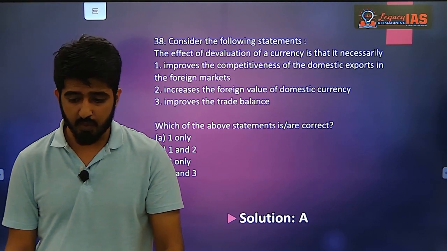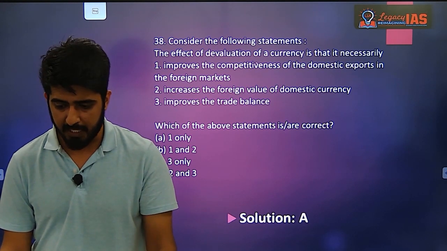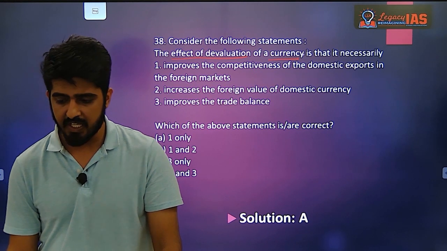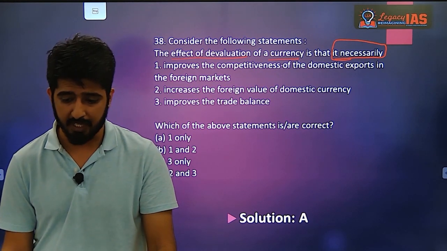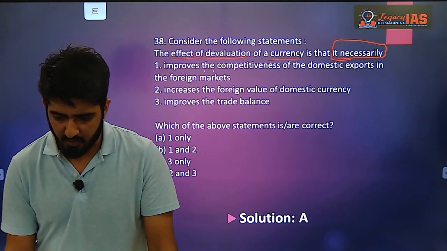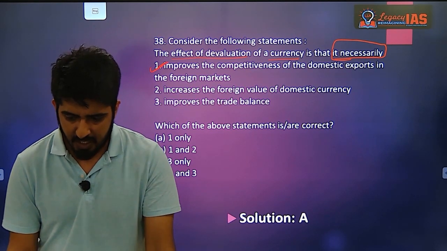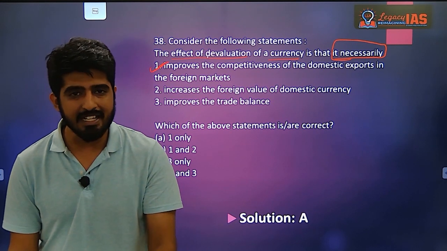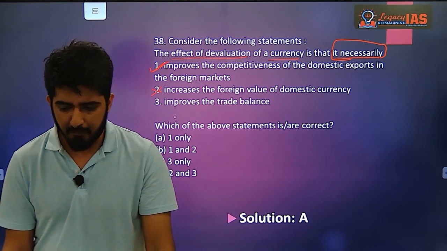Pretty direct question again, if you have understood the external sector pretty properly. So the effect of devaluation of a currency is that it necessarily, for sure, should do something. It is going to increase the competitiveness of domestic exports, no doubt about it. 1 is absolutely right. 2, increases the foreign value of domestic currency. No, it goes against the meaning of devaluation. So 2 is removed. Improves the trade balance.